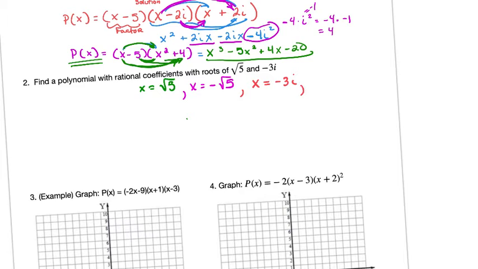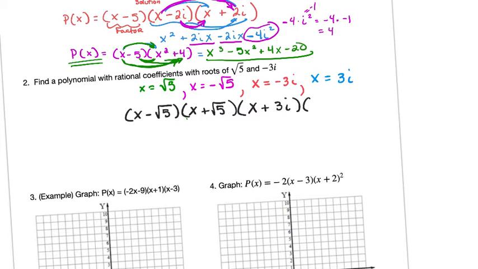Imaginary number, got to have the conjugate. Let's put him in blue. Positive 3i. Alright, so now that we know the solutions, it's always x minus the solution. X minus a double negative coming up, so it becomes positive. X minus negative 3i, that's the double negative, and then x minus 3i.